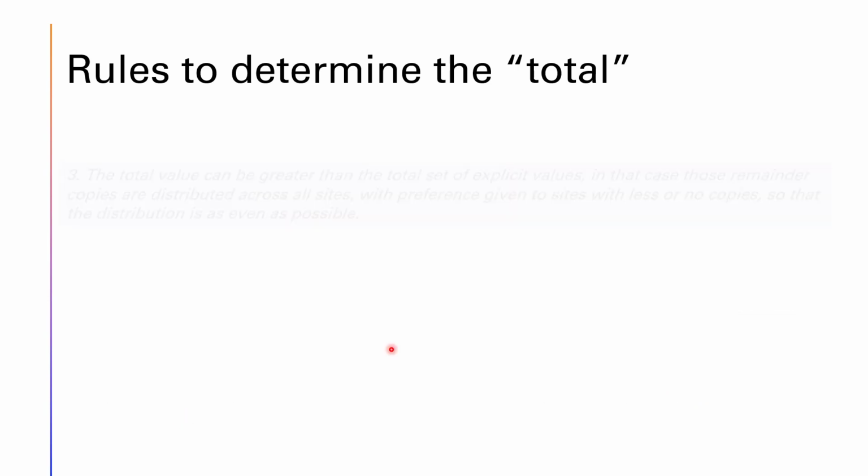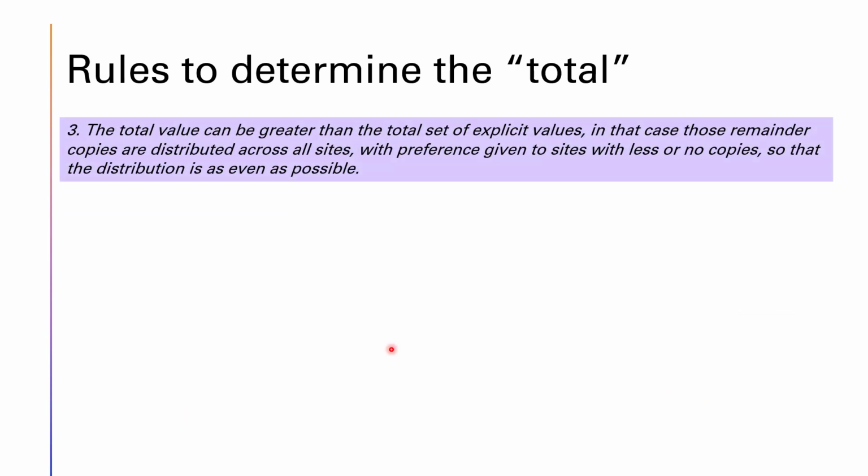Now let's talk about the third one, which is basically a very simple one. The total value can be greater than the total of the values we have explicitly set. In that case, the remainder copies are distributed across all sites, as I was talking about before, with preference given to sites with fewer or no copies, so that the distribution is as even as possible. This particular rule is how Splunk distributes the remaining copies.